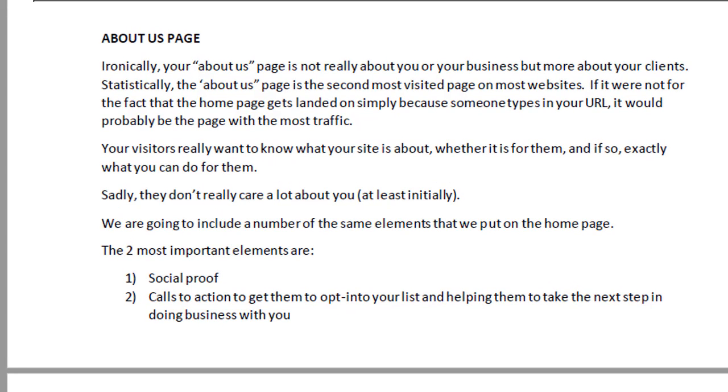Now, the About Us page is quite an interesting page because although it says About Us, the irony is that it's not really about us. Well, some of it's about us, but really it's all about them. And if you actually look at the statistics on most sites, the About Us page is actually the second most visited page that you find on most sites. And there's a very, very good reason for that. And in fact, I would say that if most people didn't go to your homepage by default when they typed in the URL, you'd probably find the About Us page was probably the most trafficked page.